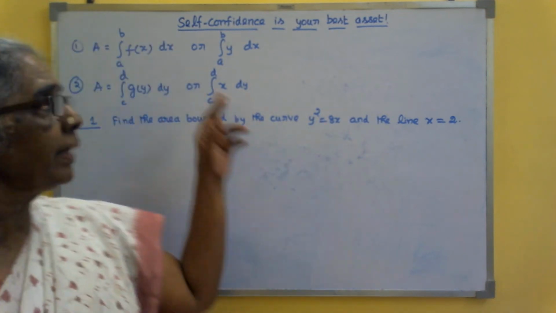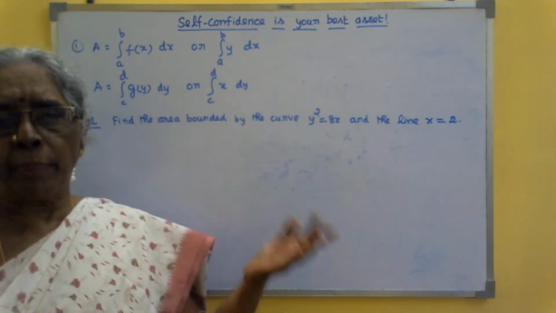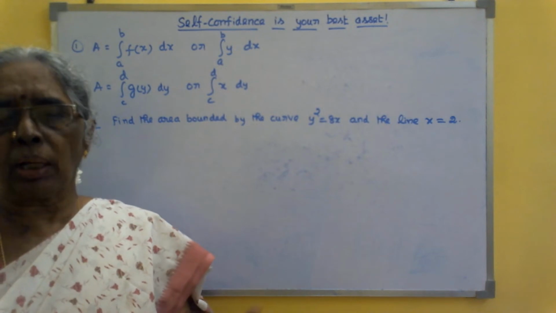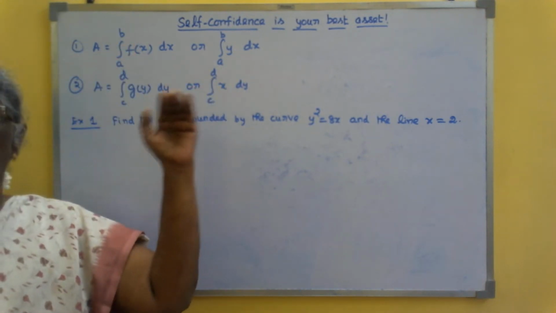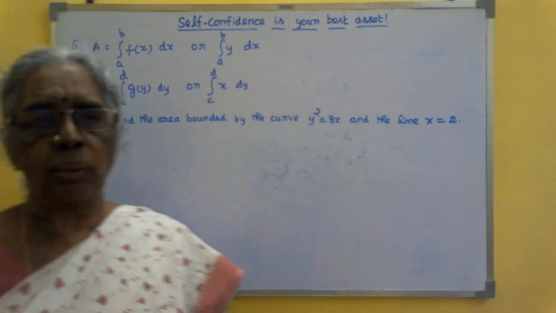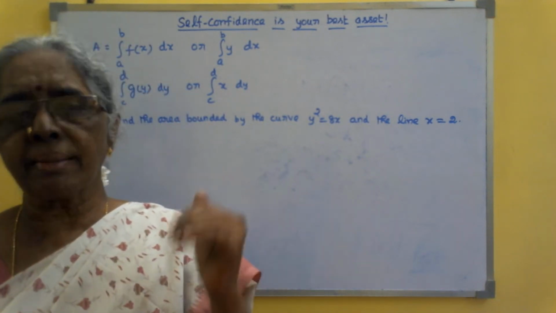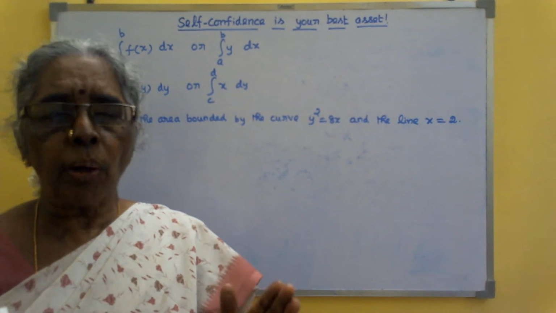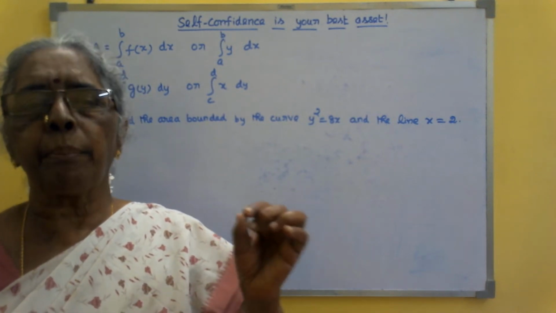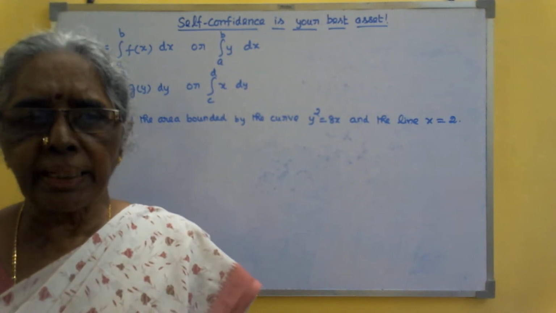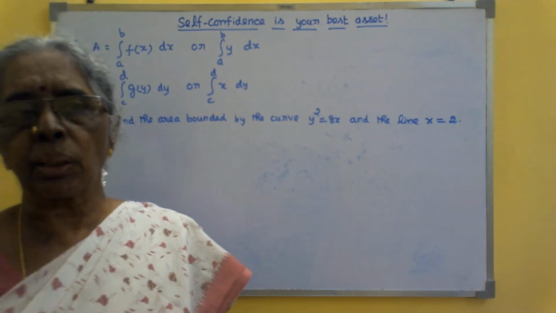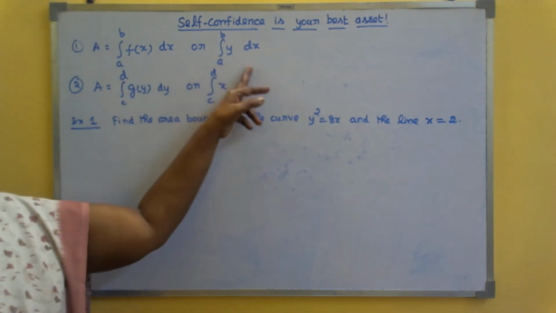Here, f of x refers to the curve. The curve may be anything. It may be a circle, parabola, line or whatever. Then this a and b are the x limits. That is, x is equal to a is one ordinate and x is equal to b is another ordinate. So, if you want to find the area bounded by the curve y is equal to f of x and the two ordinates x is equal to a and x is equal to b, we have to use this formula.